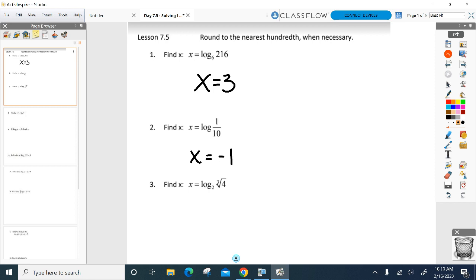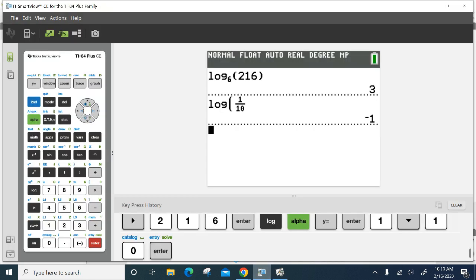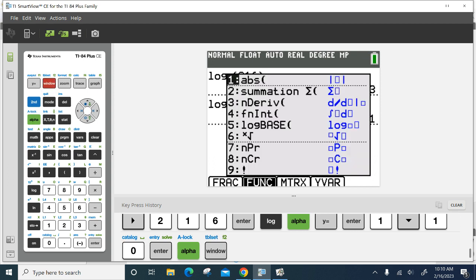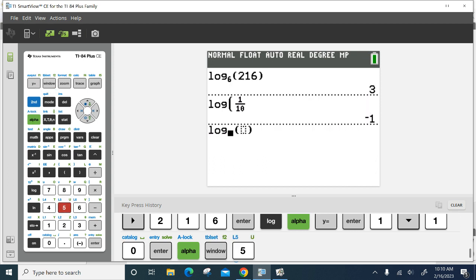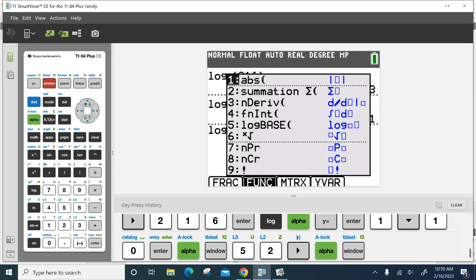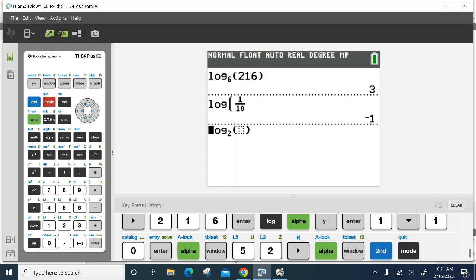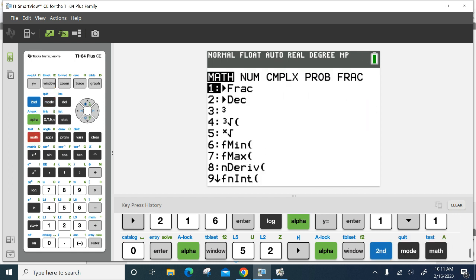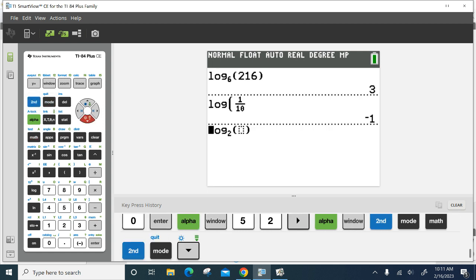I just want to make sure you guys know where everything is on the calculator. So now I go log, alpha window for number 3. What's the base here? 2. Cube root? Anybody remember how to put that up here? Alpha window 6. I could go alpha window again and choose number 6 and put a 3 there. There's also math, choice number 4 already has the 3 there. So whether you do alpha window or under math, it's up to you.